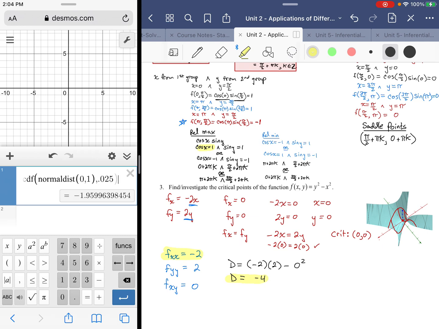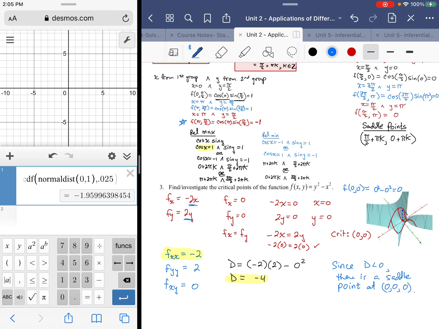All right, so in this case, we never get past the discriminant sign because since D is less than 0, there is a saddle point at 0, 0, turns out it's 0 because f of x comma y, f of 0, 0 would be equal to 0 squared minus 0 squared, result 0. So 0, 0, 0.